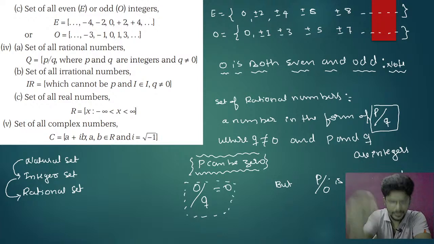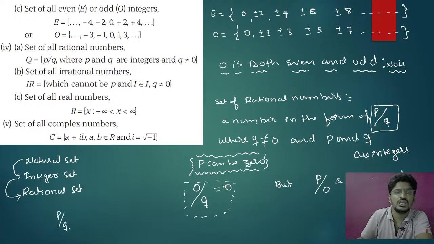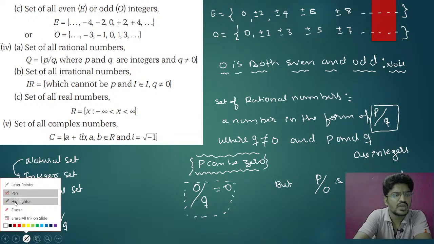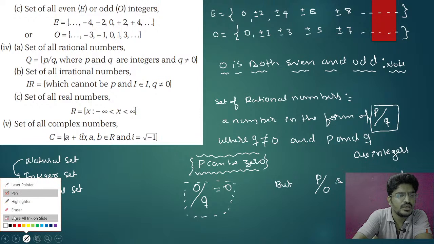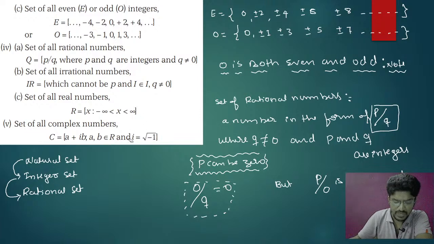Okay, no problem. Now next, irrational numbers. Irrational numbers means the numbers which cannot be written in the form of p by q. For example, you can just see here, for an irrational number I will take one example, that is 22 by 7, your favorite number pi.